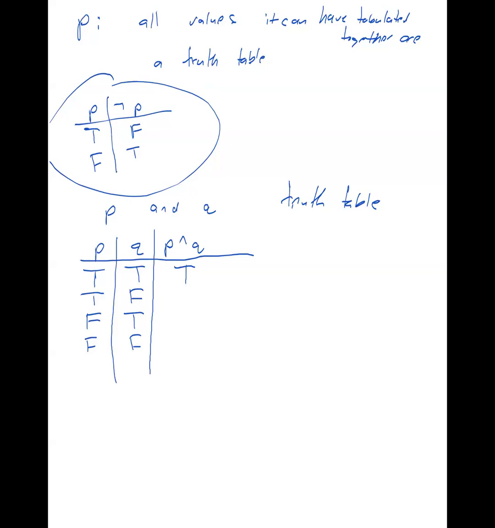So P and Q, in the next row, P represents true and Q represents false. So what's the truth value of true and false? False, correct. Good job. And what's the truth value of false and true? It's false. What's the truth value of false and false? Okay, that's not quite right.